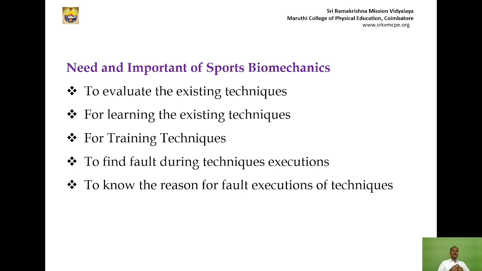For example, in a football free kick, how can we kick? We don't know, so we must learn it from the existing technique. We should teach others with the help of the existing technique. For training techniques, we must have a technique and we must get training. For this purpose, we need sports biomechanics.